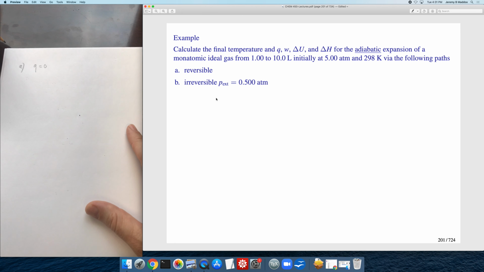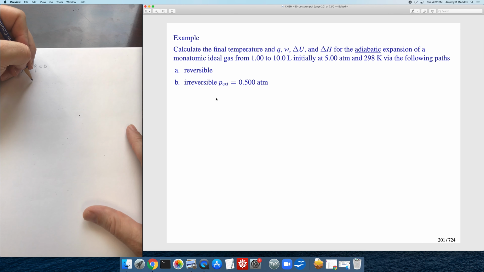Now, a lot of people want to say delta U and delta H equal 0, but that's not true because the temperature is decreasing. The temperature is going to drop, and so if you try to use that delta U equals delta H equals 0 for an adiabatic reversible expansion, it's not going to work. You're going to miss half credit for the problem. So what you have to do in this problem is find the final temperature.